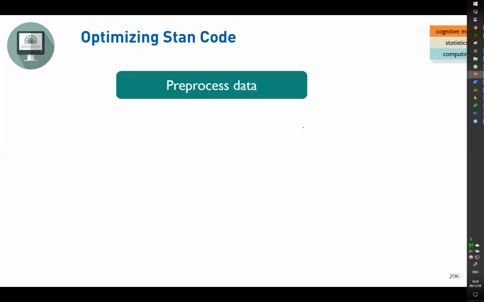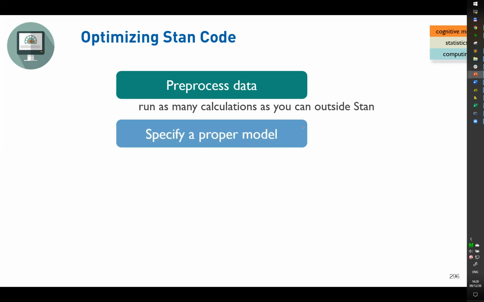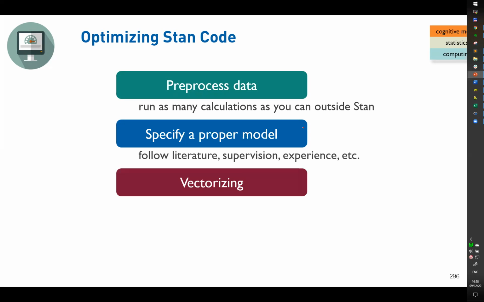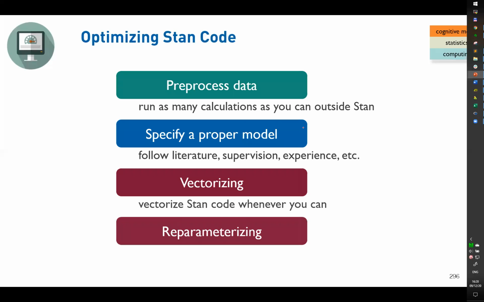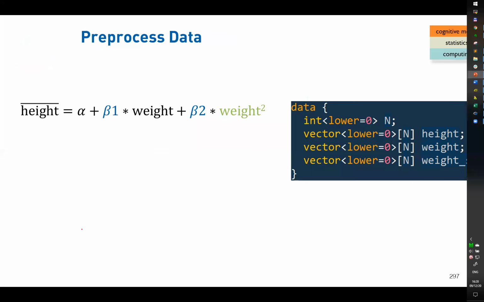And there are multiple ways to do the optimization in our particular case. So there are 4 ways I'd like to introduce. I will explain them one by one. I will try to explain the first 3, and then the last one, which will take much more time, we do next week. The first one is pre-process the data. The second one is to specify a proper model. The third one is vectorizing. And the last one is reparameterization, okay? And for this one, we do it next week.